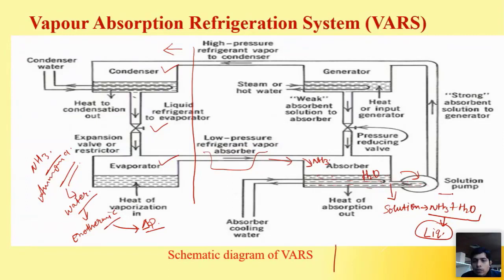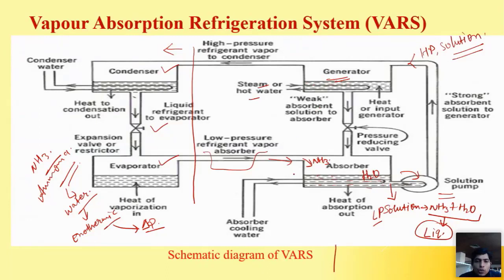So the solution pump actually pumps this mixture. After pumping, this mixture is converted to a high pressurized solution. Okay, so this is the HP solution. This was the LP solution, the low pressurized solution. This high pressurized solution goes here into the generator. In the generator, what are we doing? Steam or hot water is passed through this solution, so this steam or hot water increases the energy of the solution.